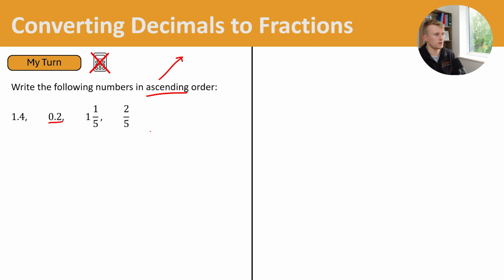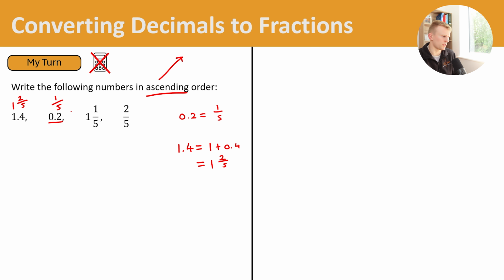Let's turn 0.2 into a fraction. If you remember from earlier, we said that was 1/5. So I'll write that above. And then 1.4, I can turn that into a fraction as well. So we can say that 1.4 is equal to 1 add 0.4. And from earlier in the lesson, we said that 0.4 was 2/5. So I'll write that above my number here.